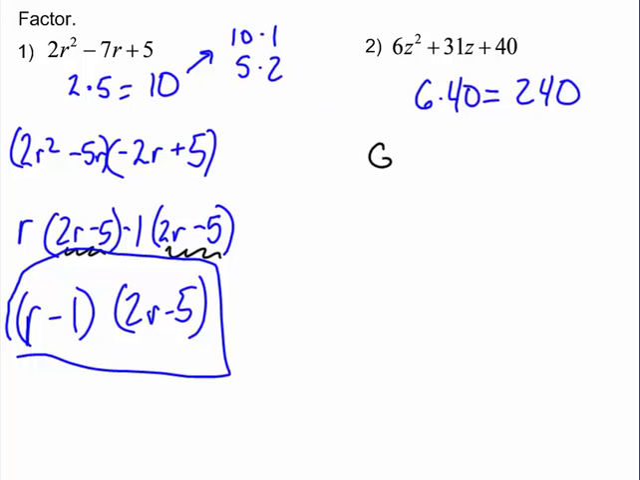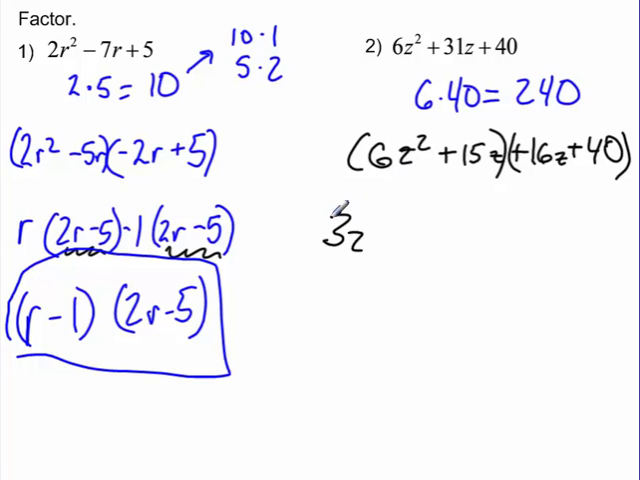So I'm going to rewrite it. 6z squared plus 15z plus 16z plus 40. Let's check it real quick. 15 and 16 gives me 31. That works out fine. Now group it. Alright, greatest common factor here is 3z. This time I have a number that can come out of there too. That leaves me with 2z plus 5.